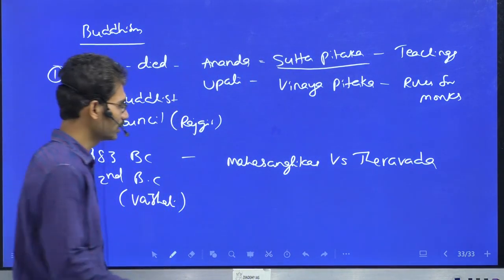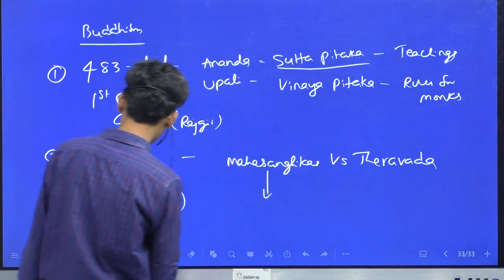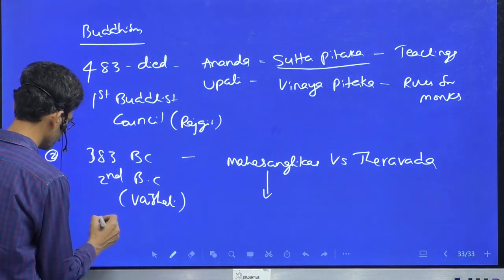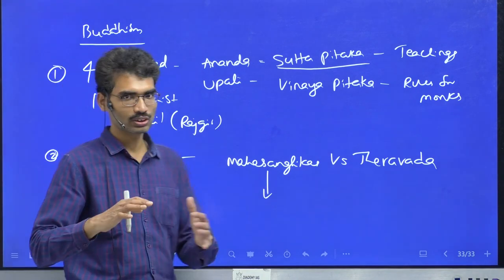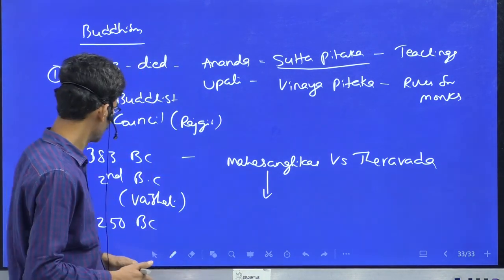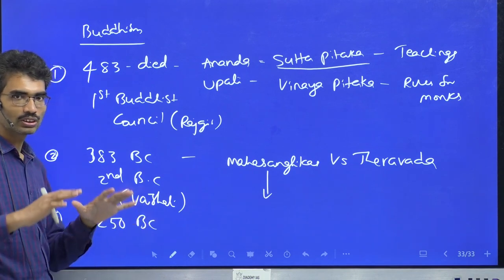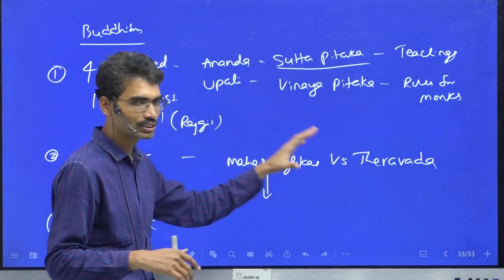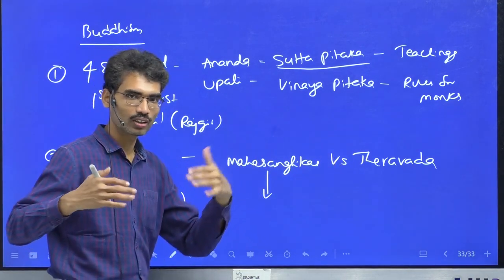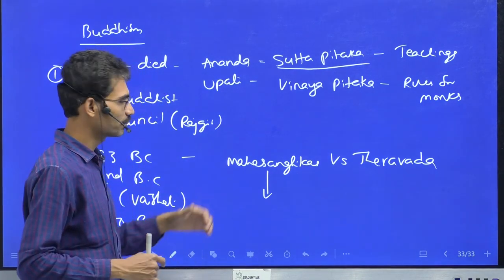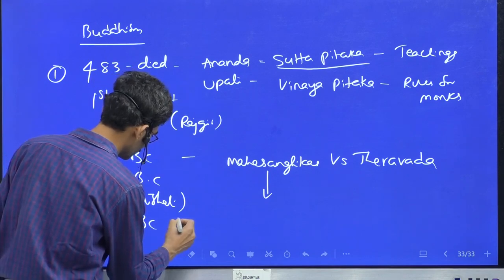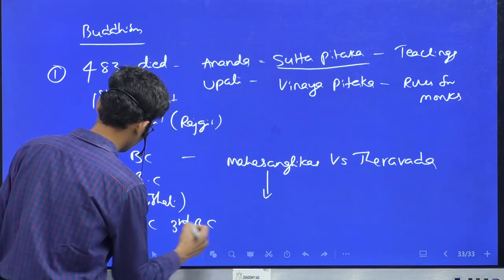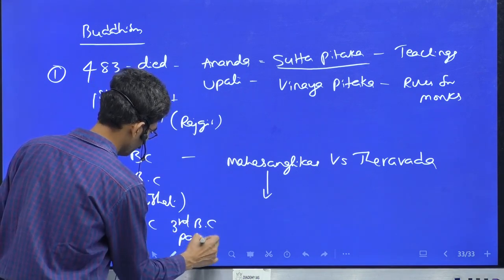Now gradually, by Ashoka's time period, between 246 and 250, Ashoka wanted to stop this schism and bring all the Buddhist people under one umbrella, and he convened the third Buddhist council. This is Pataliputra.